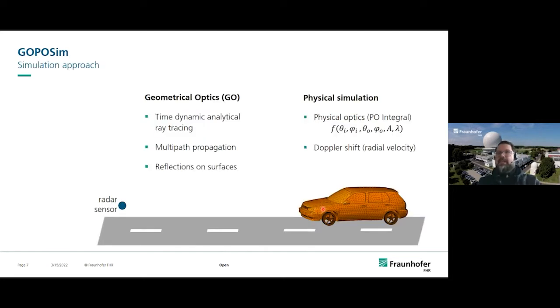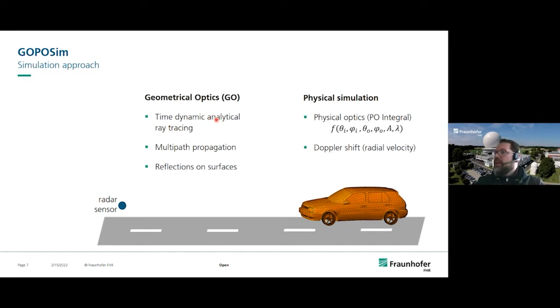So what we developed instead is our Goprosim software, and you see already that Goprosim stands for geometrical optics and physical optics, so it's a hybrid approach. And the geometrical optics part makes use of so-called time dynamic analytical ray tracing. Time dynamic means that you can simulate a dynamic scenario, so a scenario developing over time. And analytical means that we have a very specific ray tracing approach here, which actually restricts the number of reflections you can have within your scene, but instead boosts up the simulation in terms of computational performance a lot.